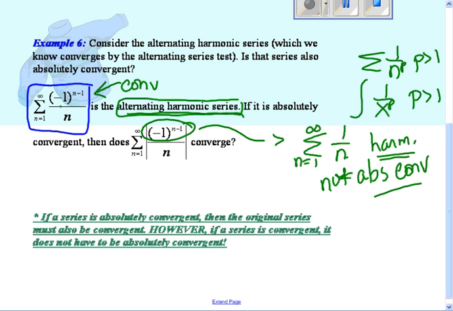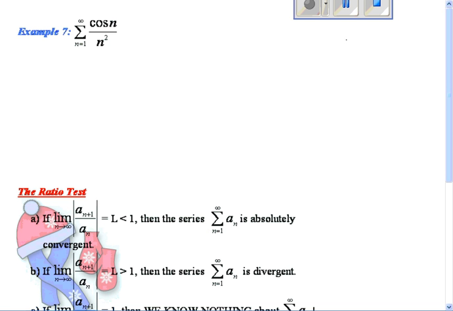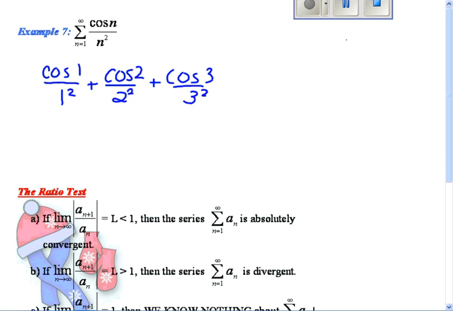It's not going to bother you too much. I need it for the last and the best test of them all, the ratio test. Well, you guys like the ratio test, even though there's a lot more work to it. Let's look at this one. Let's write out some terms. This is the cosine of 1 over 1 squared, plus the cosine of 2 over 2 squared, plus the cosine of 3 over 3 squared, plus the cosine of 4 over 4 squared.